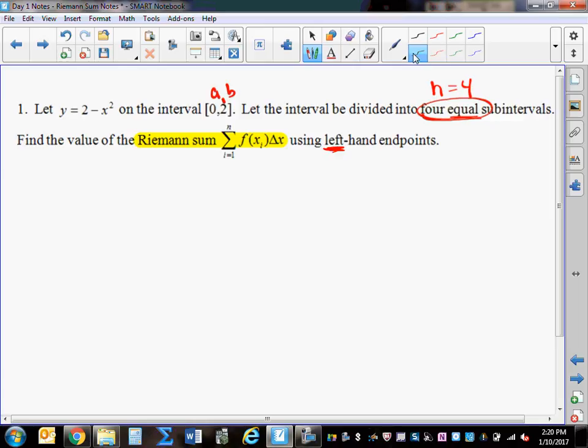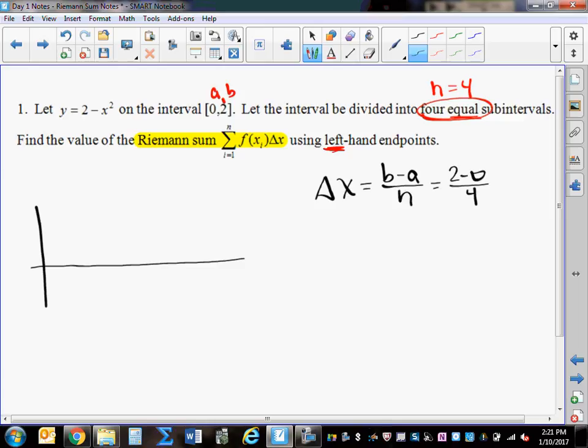Okay, since this is equal intervals, let's go ahead and draw out our number line of sorts. And we know we're going from 0 to 2, but we need to know what each of those intervals are, so we need to find our delta x. Remember, delta x is b minus a over n. So for this particular problem, 2 minus 0 over 4, which gives us what?